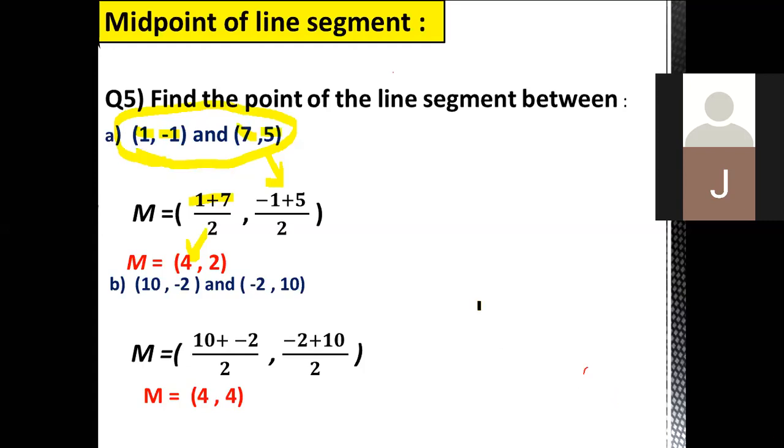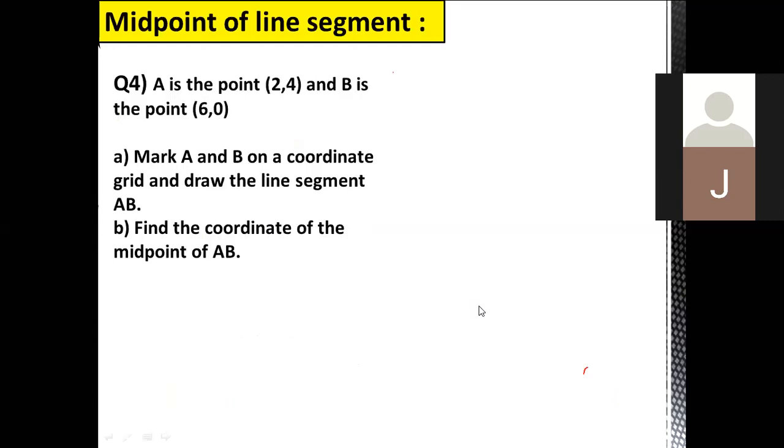Let's go to the next slide. Here we have A is the point 2, 4, and B is the point 6, 0. First of all, they want you to mark A and B.